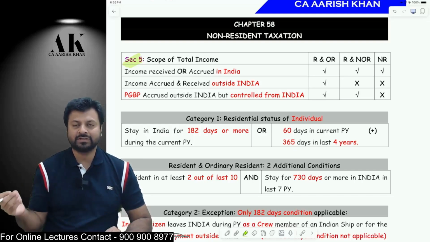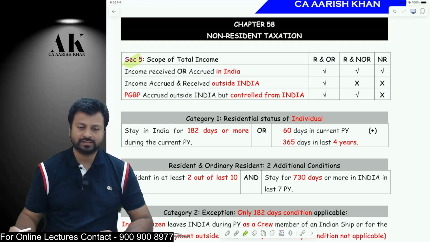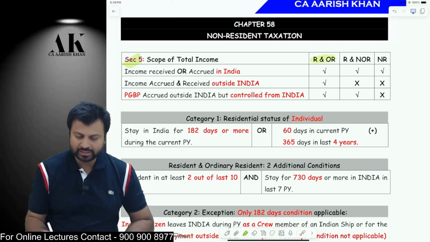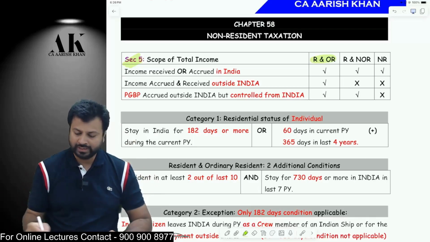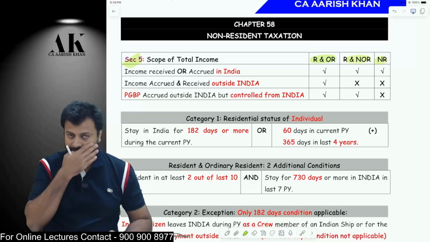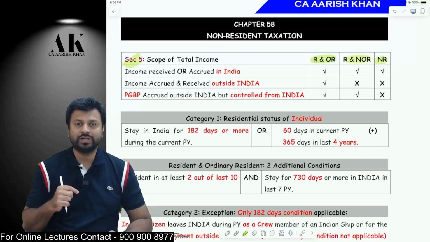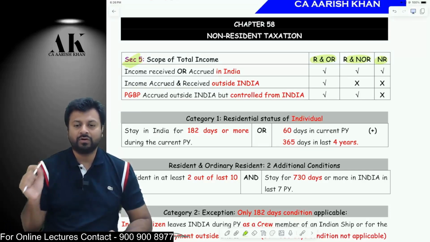Before taxing any person in India, you need to identify the scope of total income which is chargeable to tax in India. For that purpose, we need to determine the residential status of an assessee. Now, there can be three types of residents in India, that is resident and ordinary resident, resident and not ordinary resident, and non-resident. As far as resident and ordinary resident is considered, an ordinary resident is liable for world income, whether it is accrued in India, accrued outside India, received in India, received outside India. It doesn't matter. An R and OR is always liable to pay tax. Whereas the other two, that is NOR and NR, they are liable to pay tax in India if the income is either accrued in India or deemed to accrue in India, or received in India or deemed to receive in India. There has to be some relationship with India for NOR and for NR.